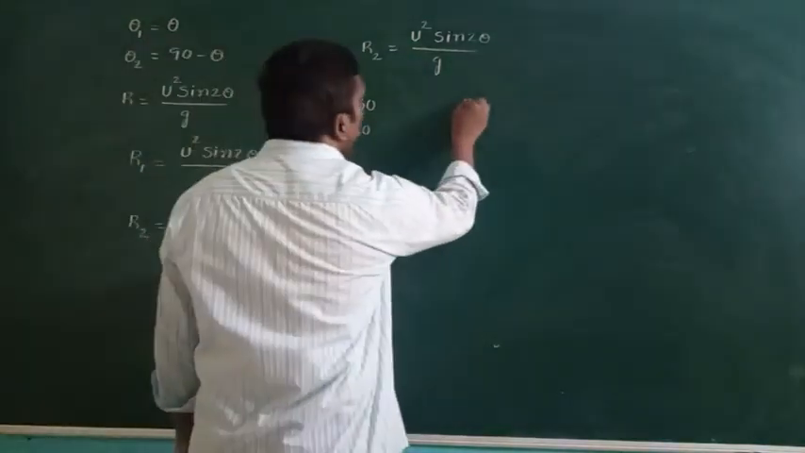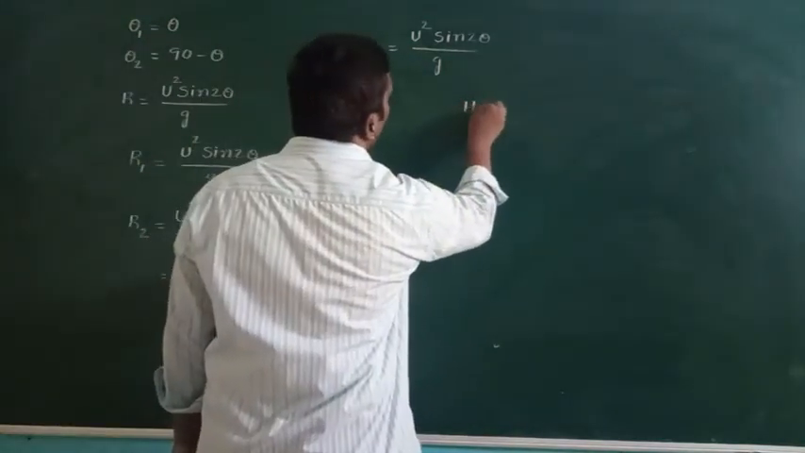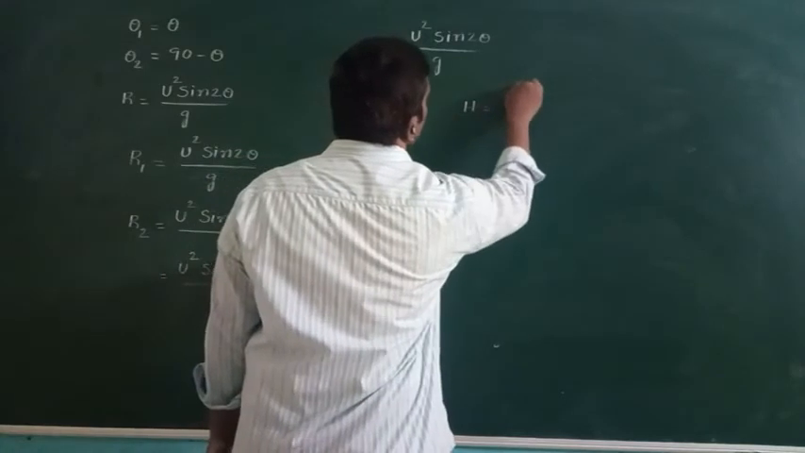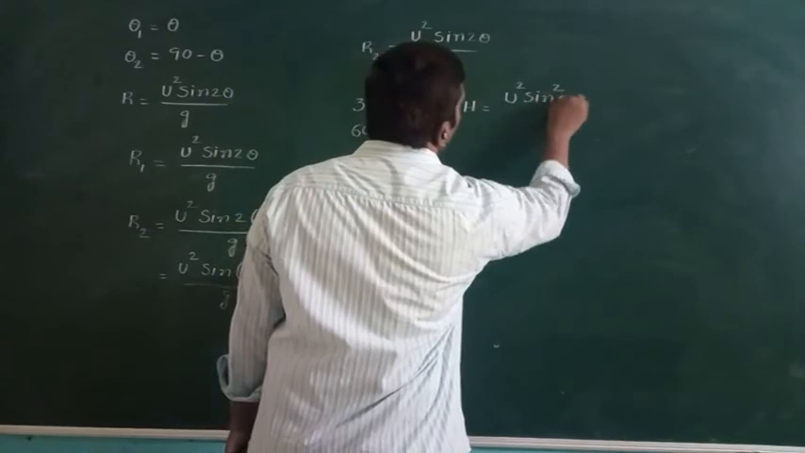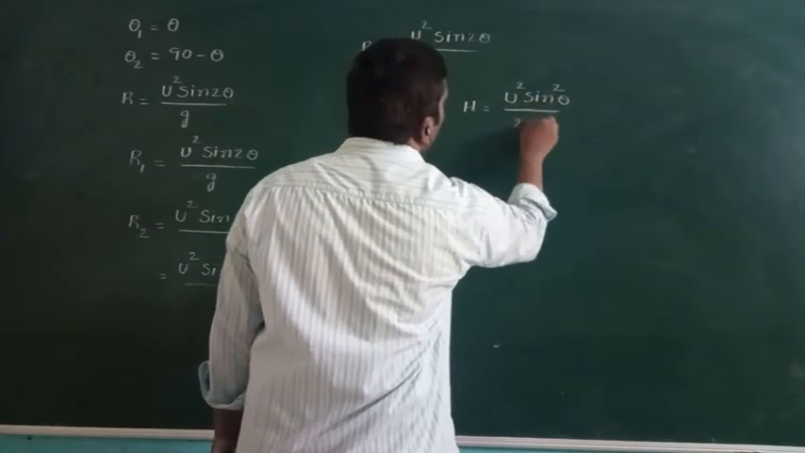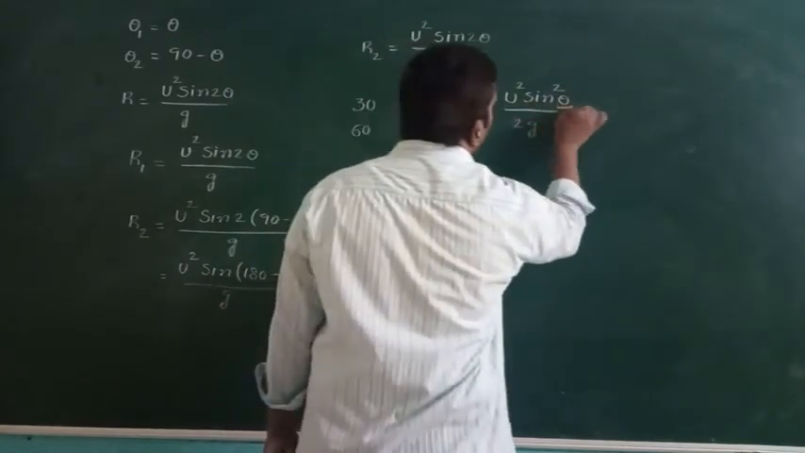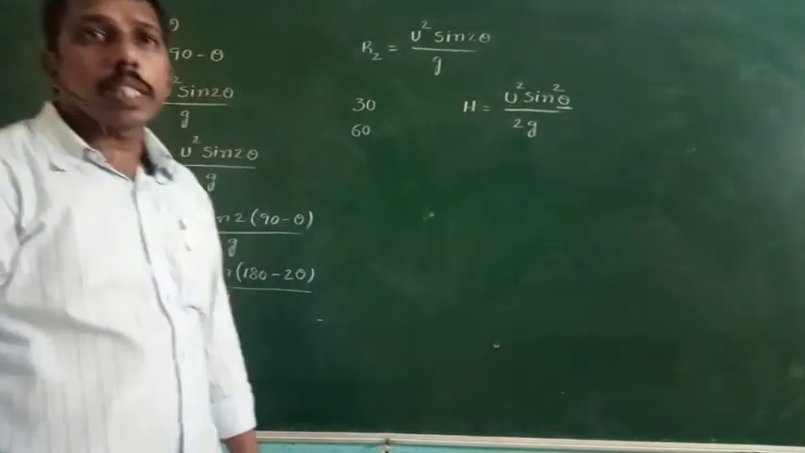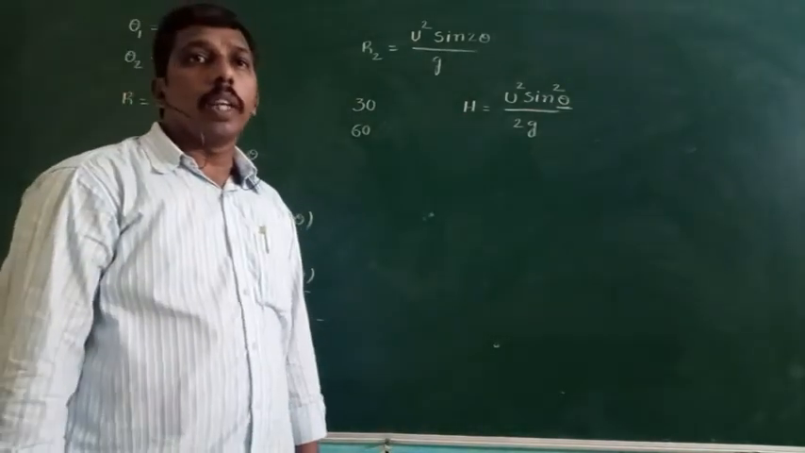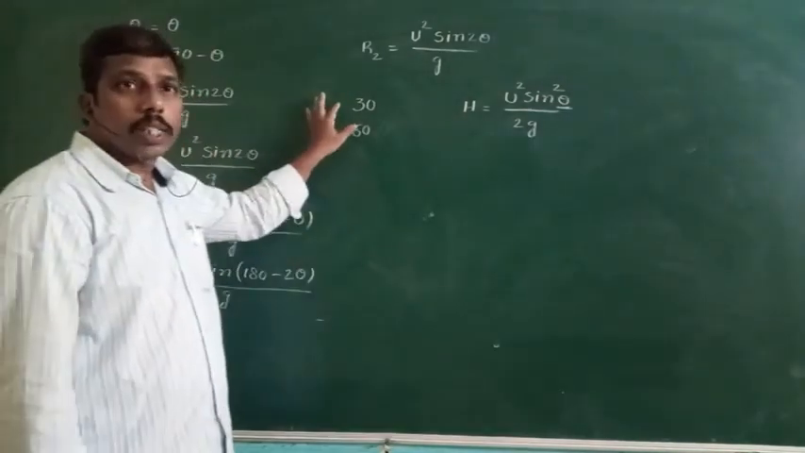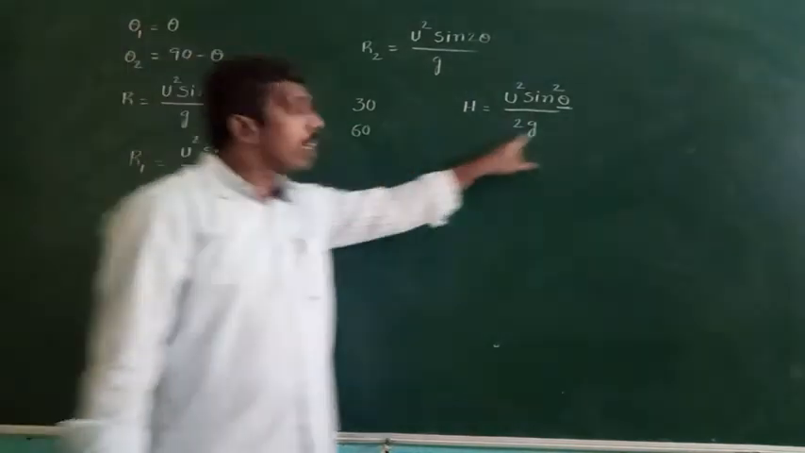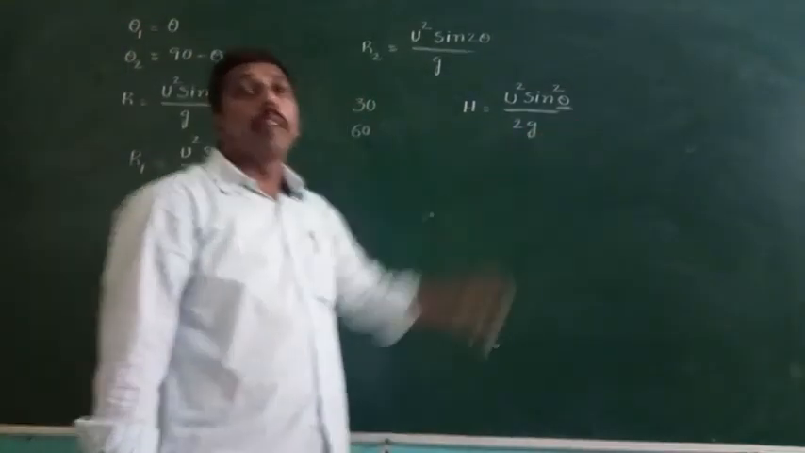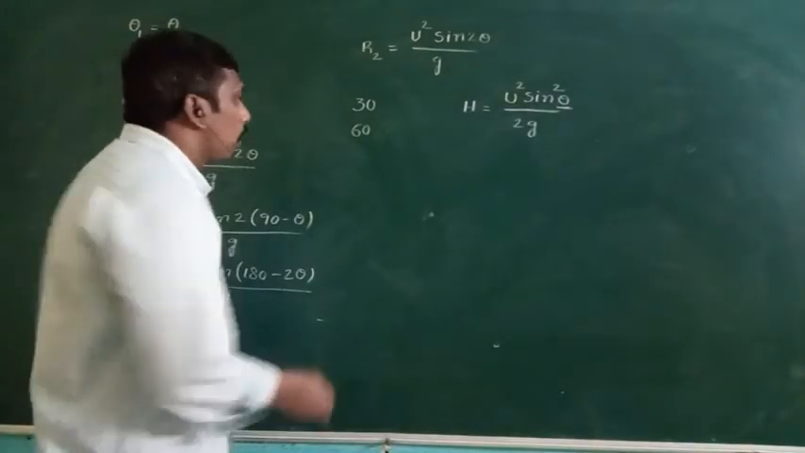The maximum height equation is h is equal to u square sin square theta by 2g, so maximum height depends on theta. As theta increases, sin theta also increases. Out of 30 degrees and 60 degrees, the second has the larger angle, and sin 60 degrees is larger. That's why the height is also more for the second body.